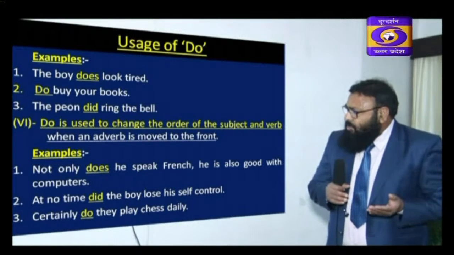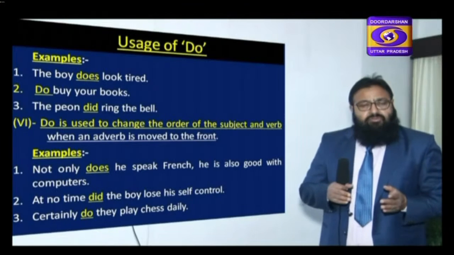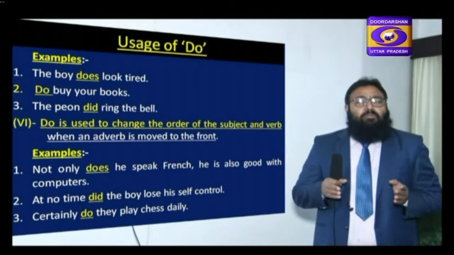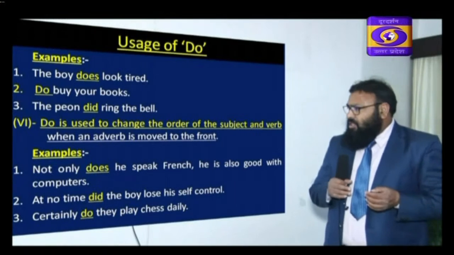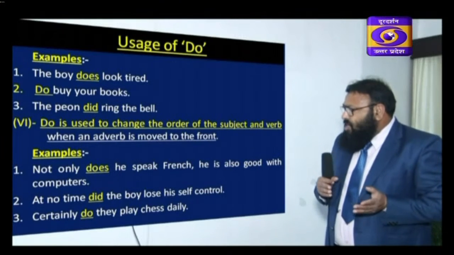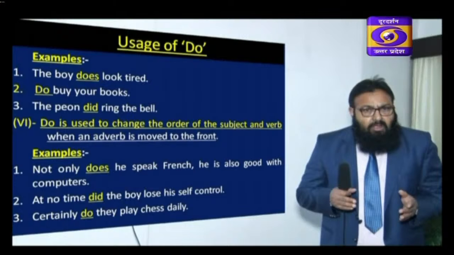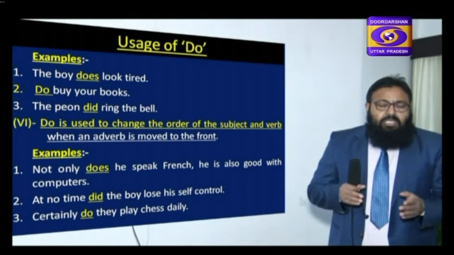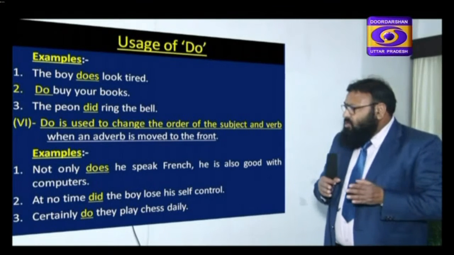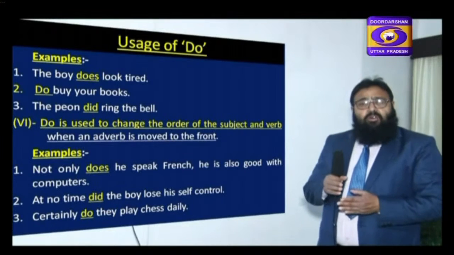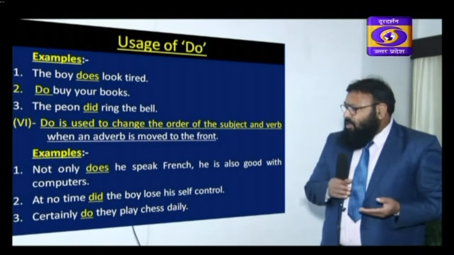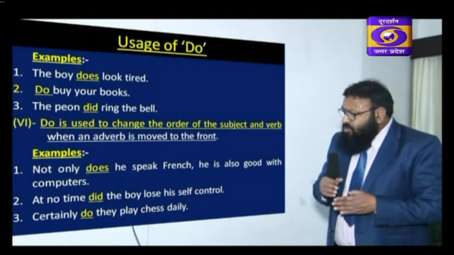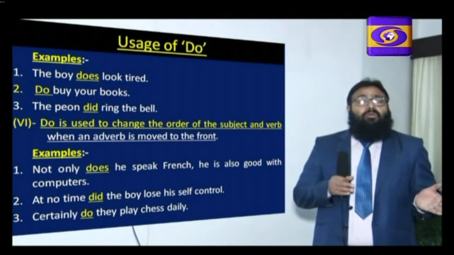So here, the adverb is moved to the front, and then we change the places of both subject and verb; inversion is taking place. At no time did the boy lose his self-control. At no time is an adverb phrase. We place it in the beginning because we want to emphasize it. So what do we do? We take out the helping verb. Here the helping verb is did, and we put it before the subject. So at no time did the boy lose his self-control.